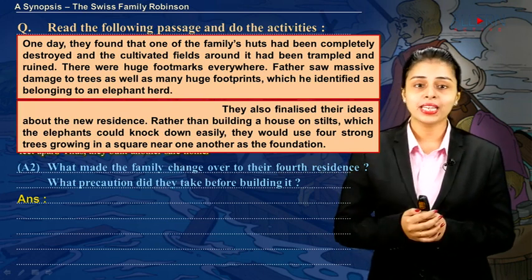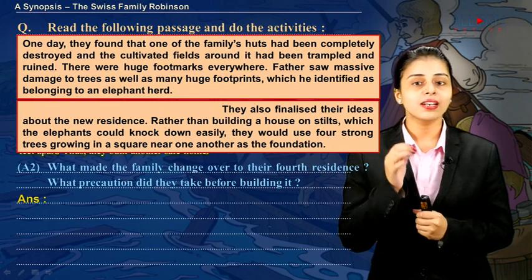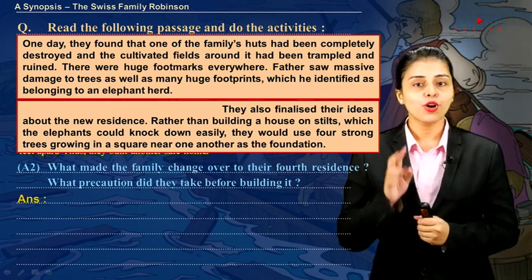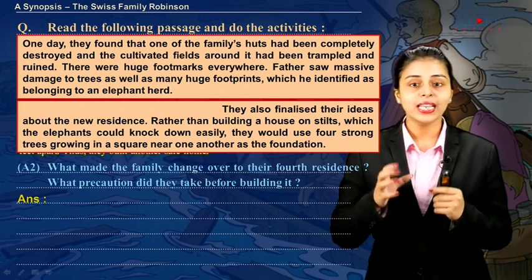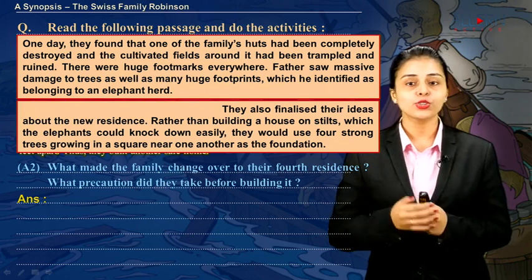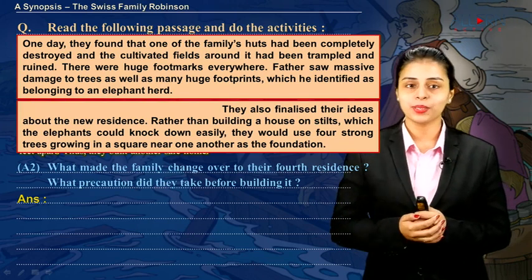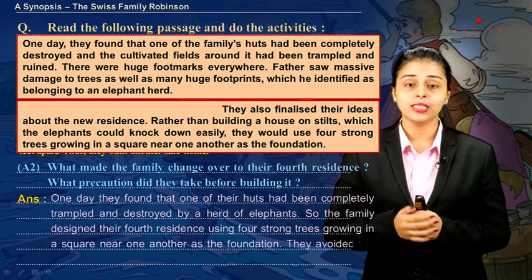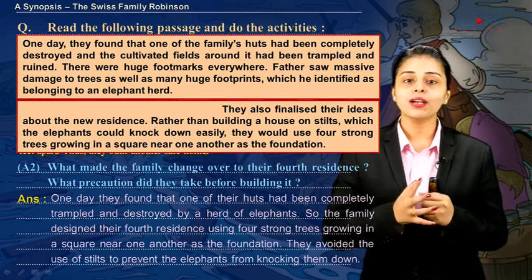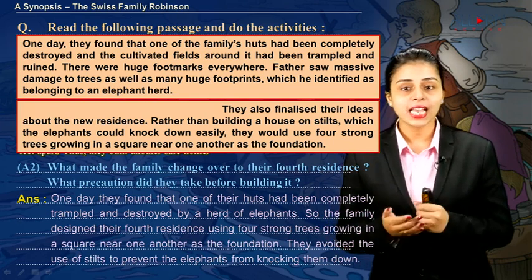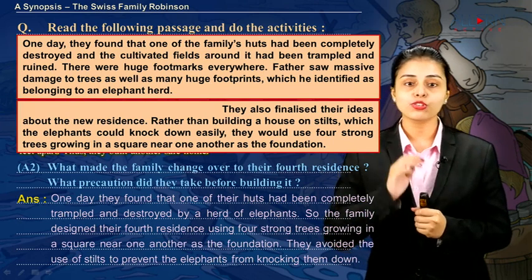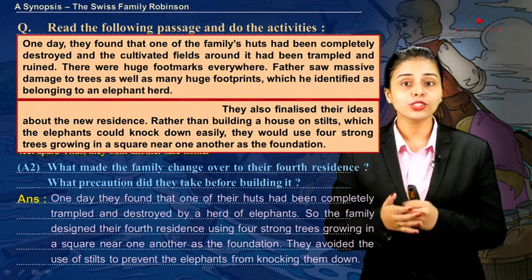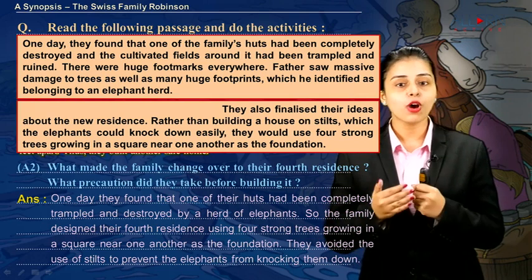And over here, they finalized their ideas about the new residence. Rather than building a house on stilts, which the elephants could knock down easily, they would use 4 strong trees growing in a square near one another as a foundation. So this was the idea or the suggestion that they came up with. So we'll start by saying that one day they found that one of their huts had been completely trampled, completely crushed and destroyed by a herd of elephants. So the family designed their fourth residence using 4 strong trees that were growing in a square near one another as a foundation. They avoided the use of stilts to prevent the elephants from knocking them down.